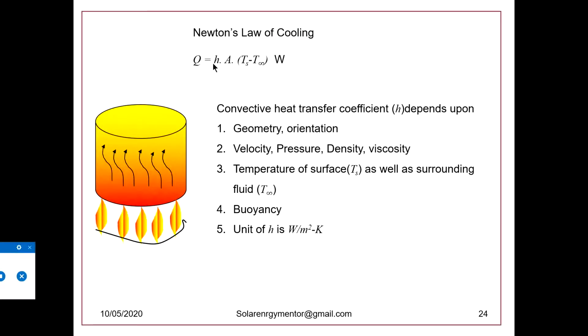The convective heat transfer coefficient h depends upon a lot of factors: geometry, orientation, velocity, pressure, density, viscosity, temperature of the surface as well as the surrounding fluid temperature, and buoyancy. So this convective heat transfer coefficient is a very vital parameter to be determined in the case of forced and natural convection. This is the main parameter which usually has to be determined. Now what is the unit of the convective heat transfer coefficient? It is watt per meter square Kelvin. You will obtain this when you shift all these parameters and obtain an expression for h. So h has the unit watt per meter square per Kelvin.